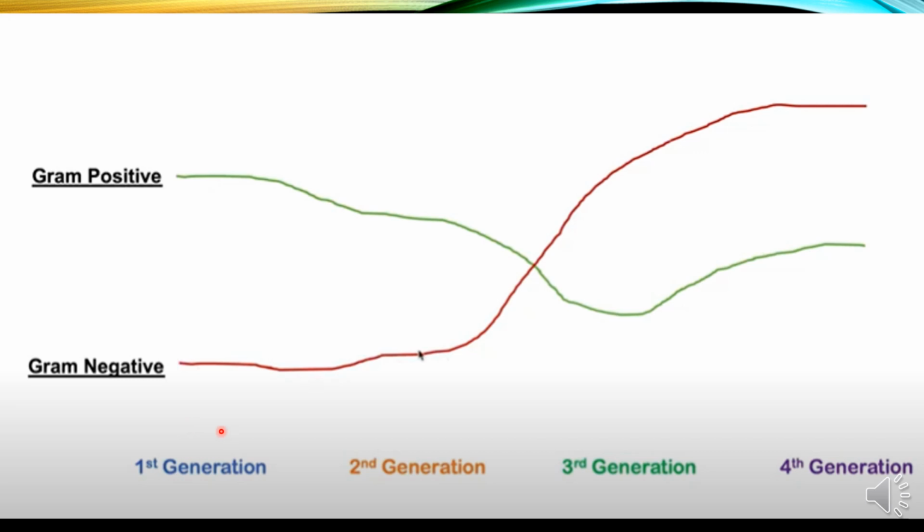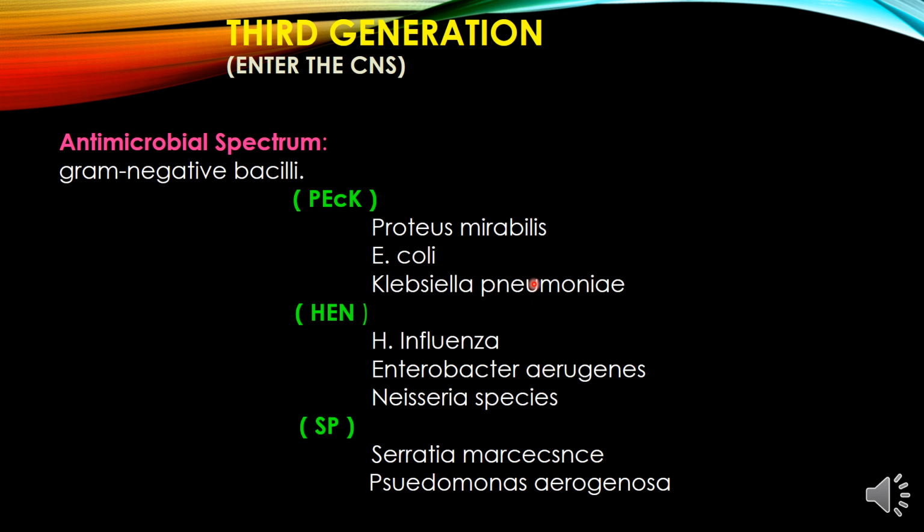And we also discussed how to memorize this. In the first generation, the gram-negative organisms covered are only PEC, which is Proteus, E. coli and Klebsiella, whereas in second generation, it is HEN-PEC, which is Haemophilus influenzae, Enterobacter and Neisseria, apart from PEC. And in third generation, it is HEN-PEC-SP, where SP stands for Serratia and Pseudomonas. So this generation covers Pseudomonas, which is a very important microorganism causing serious infections, right? So this is the third generation.